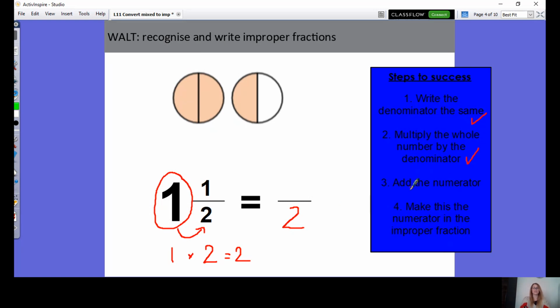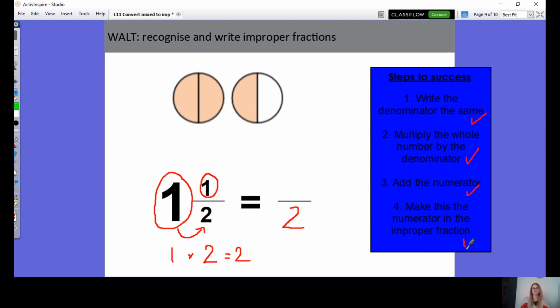The next thing I need to do is add the numerator. So I've got 1 times 2 is 2. I'm going to add on my numerator, add on that 1. So this is telling me I'm adding on this part here, the one that is left over. So I'm going to add the numerator. 2 add 1 is 3. 1, 2, 3. So now you can start to see the relationship between my representation. 1 times 2 add 1 is 3.